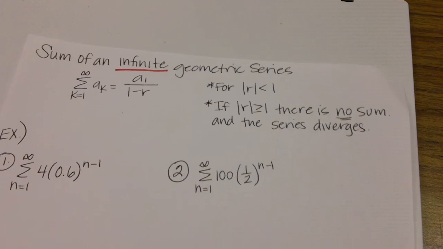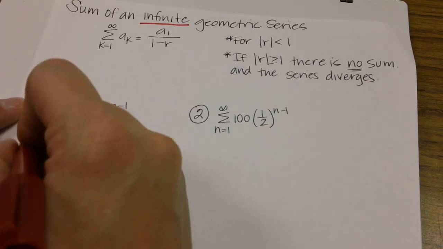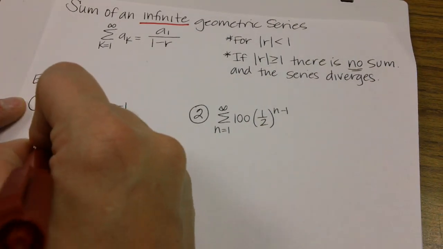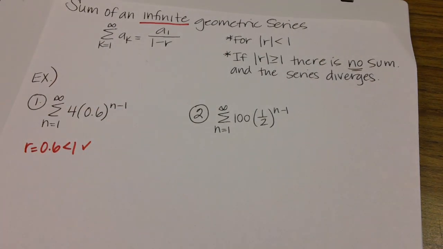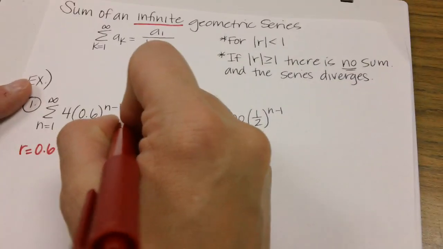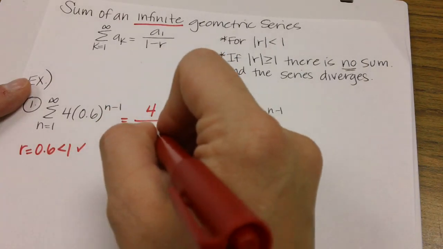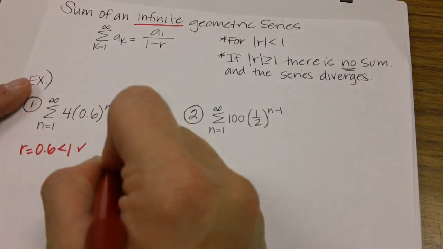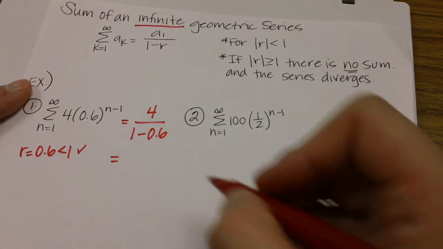Alright, so in our first case, our r value is 0.6. Now, since 0.6 is less than 1, we are okay and we can go ahead with this example. Okay, so we're just going to plug everything we know into our equation above. So our initial value is 4, and then we have 1 minus 0.6. Well, when we plug that into our calculator and simplify that, we are going to get 10.